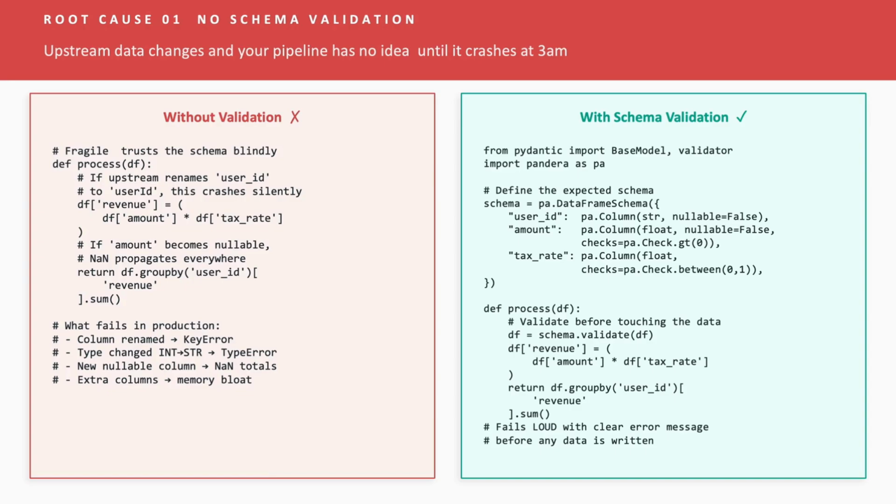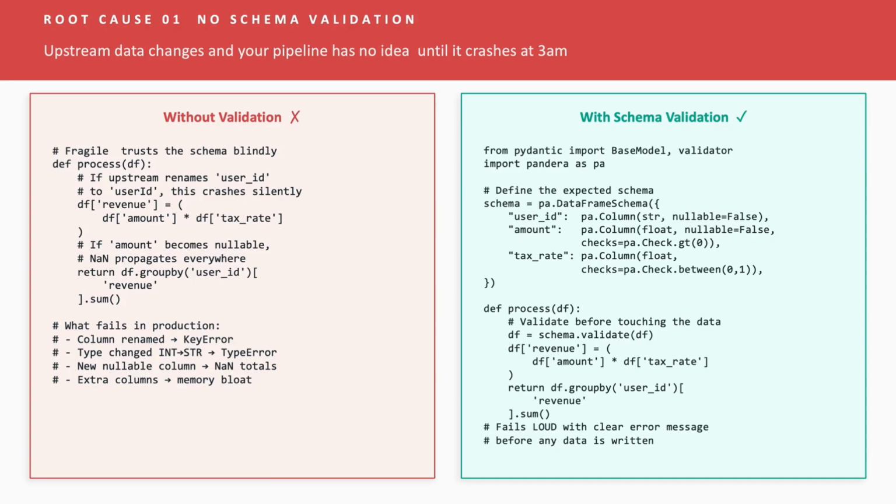Now look at the right panel, the fix using Pandera. We define the schema upfront. User ID must be a non-null string, amount must be a non-null positive float, tax rate must be a float between 0 and 1. Then the very first thing our process function does is call schema.validate(df), the data frame we created. If anything is wrong, it raises a schema error with a clear message before a single row of bad data is written anywhere.